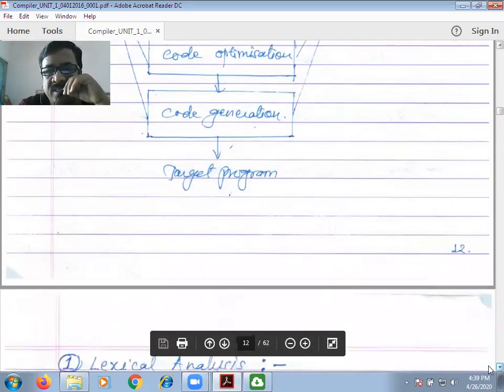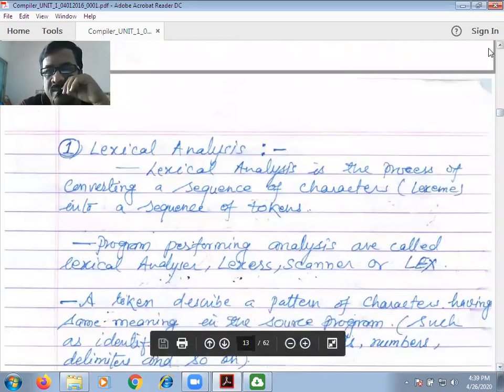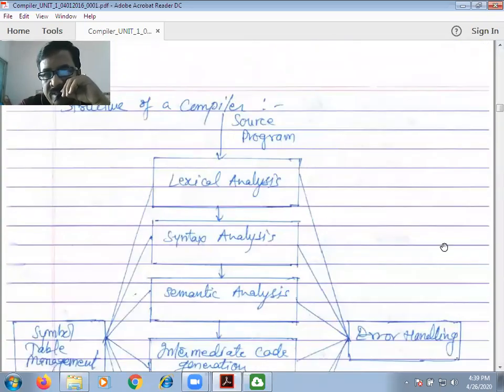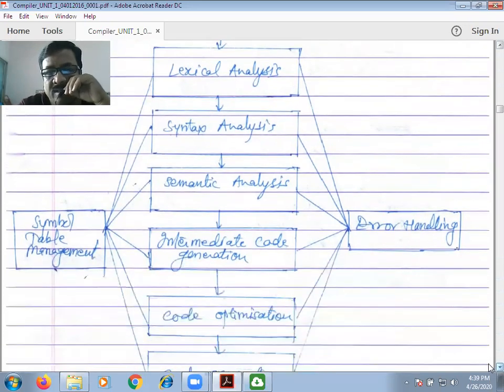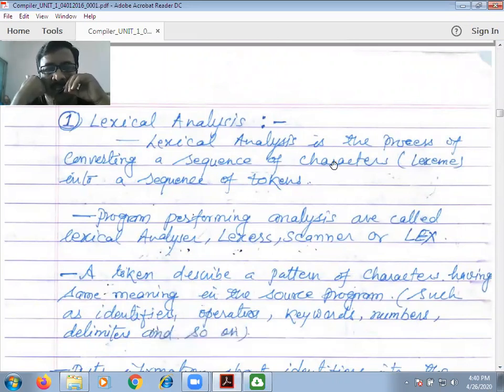Now we will see each and every phase one by one. The first phase of this block, as you can see, is the lexical analysis. What is lexical analysis? Lexical analysis is the process of converting the sequence of characters or lexemes into the sequence of tokens. And what is a lexeme? A lexeme is a character string which is given as input to the lexical analysis phase. Or you can say that the smallest logical unit of a program is called a lexeme.